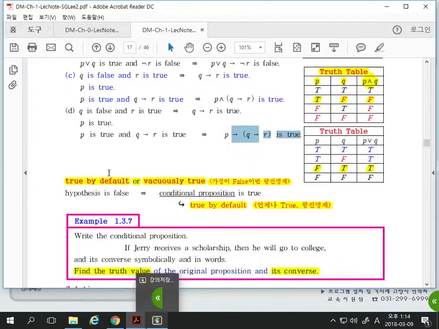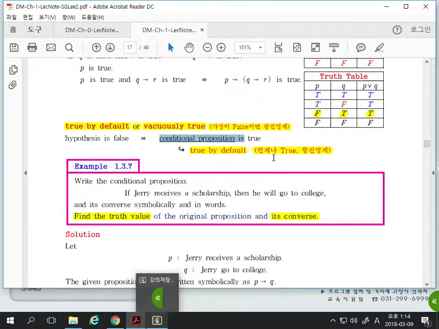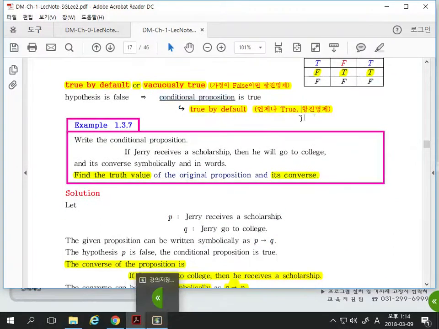One thing that I want to emphasize is this: true by default, or vacuously true. This means if the hypothesis is false, then it is always true. Here, if the hypothesis is false, then the conditional proposition is always true. This is what I mentioned.